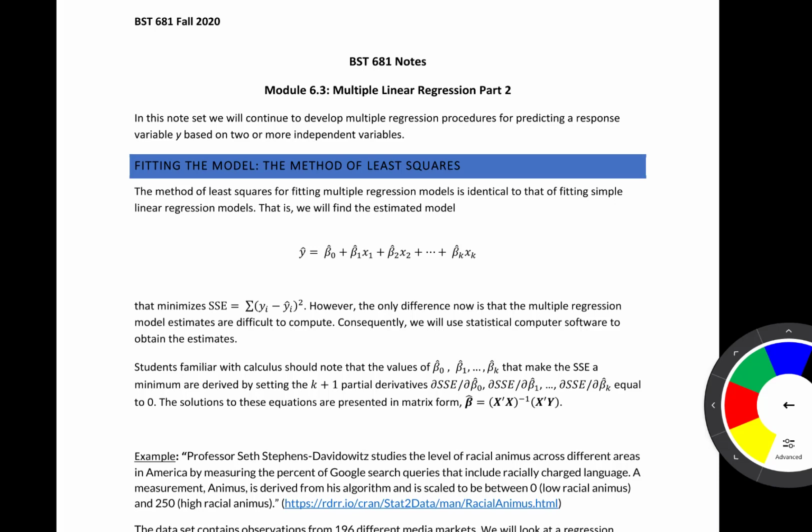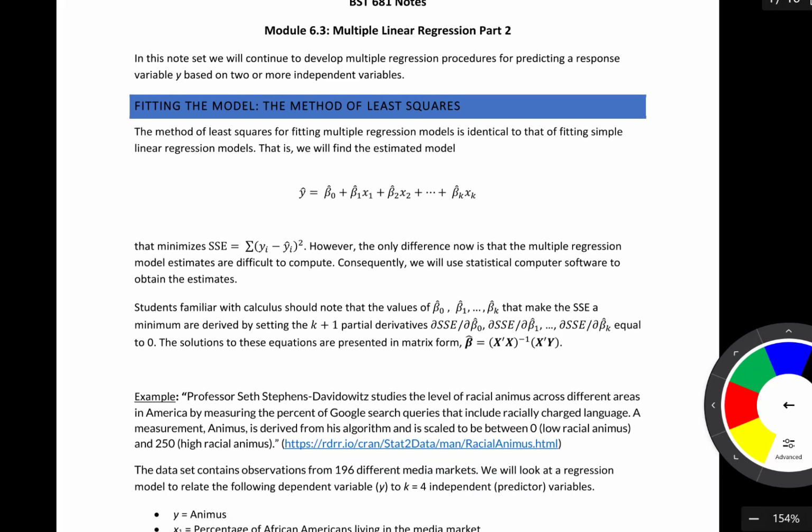In this set of notes, we're going to continue looking at multiple regression. Similar to when we looked at simple linear regression, in order to find the parameter estimates, we use the method of least squares, and we're going to do the exact same thing here. The method is very similar. The idea is that we want to minimize the SSE. The only real difference is that the formulas to compute the estimates can be a bit more tricky, so we're going to use statistical software to obtain the estimates.